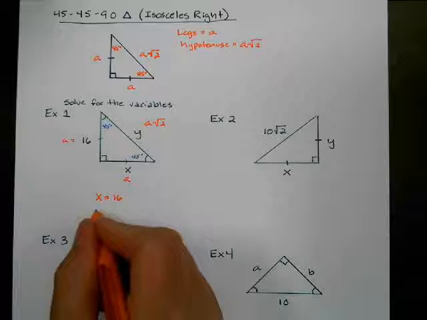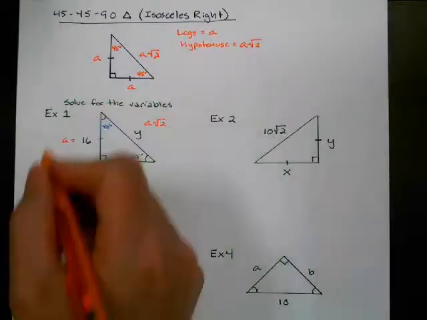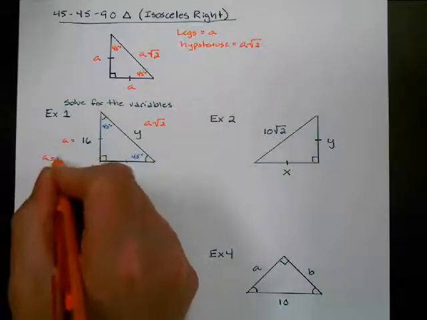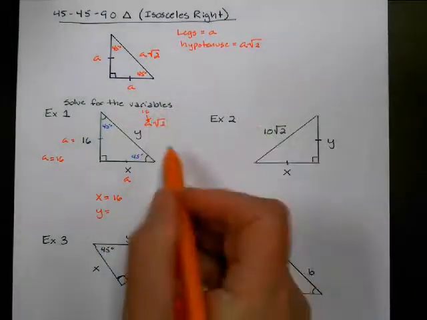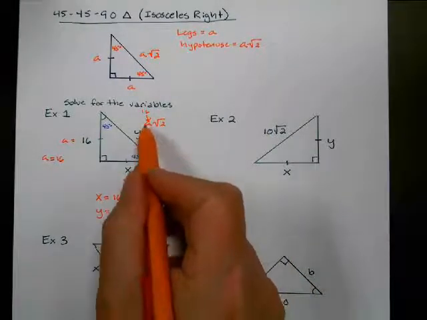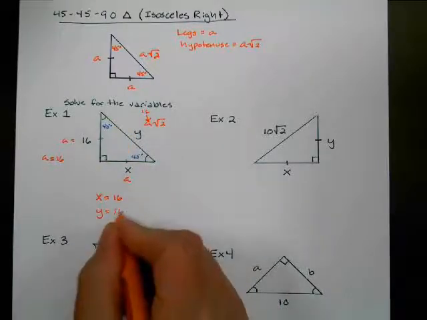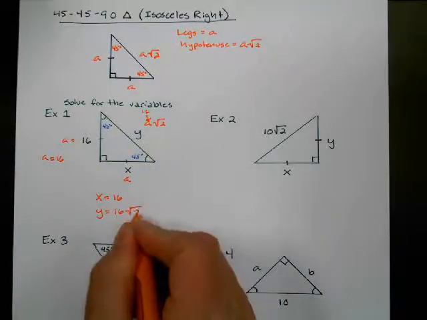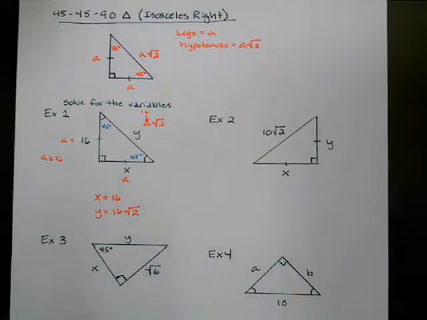Now Y, we just said that A was equal to 16. So if I plug in a 16 right here, the hypotenuse would be 16 root 2. So Y is 16 root 2. Done. That's all we had to do. Let's look at the next one.